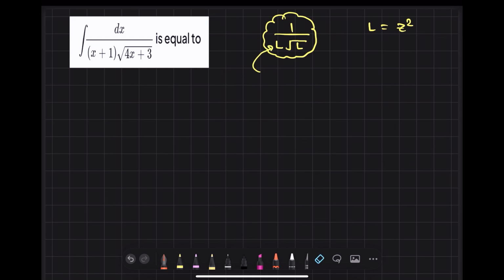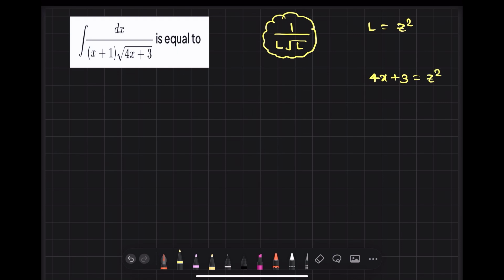Why did I do this? Because I want to get rid of this root as well. So the linear component which is written inside the root, that thing will be treated as z square. So we have 4x plus 3 equals z square.